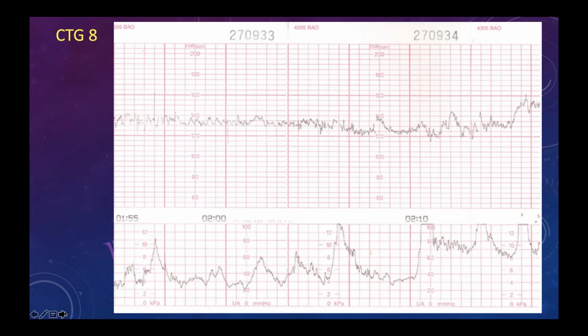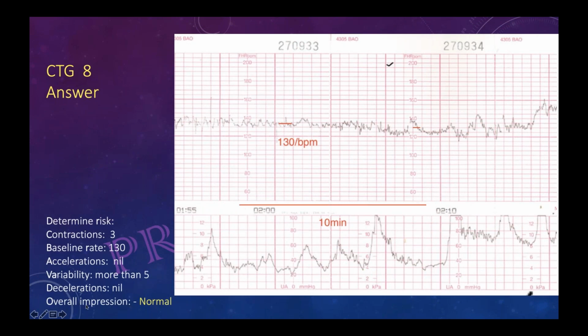This is a CTG of less than 30 minutes. Baseline is within 135. There are 2 to 3 contractions per 10 minutes. There is acceleration, no deceleration. Overall normal variability, more than 5 to 10, even 15. Overall, a normal CTG. Good.